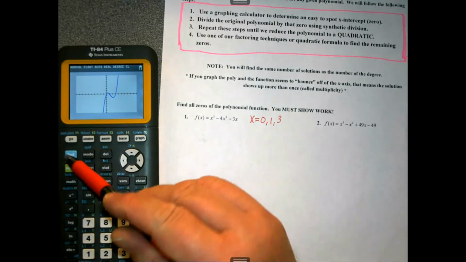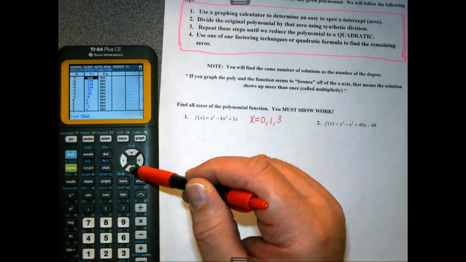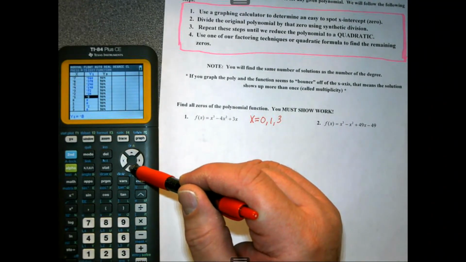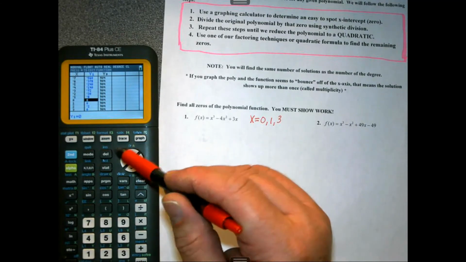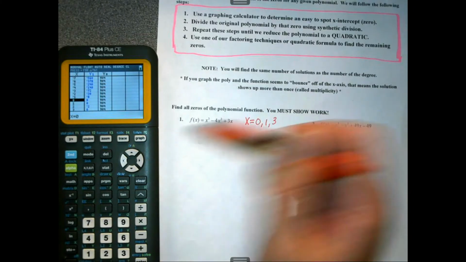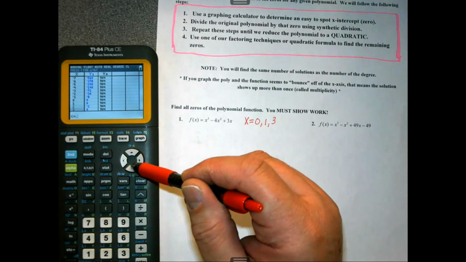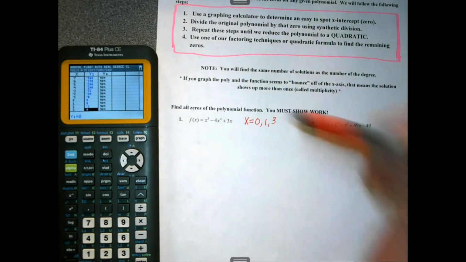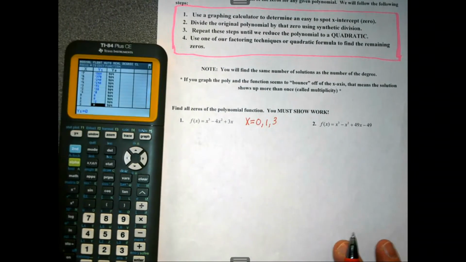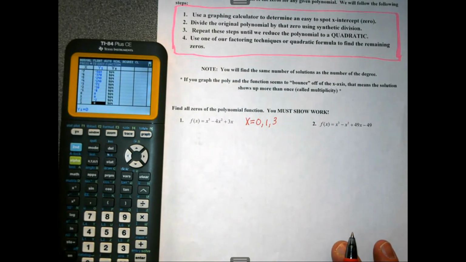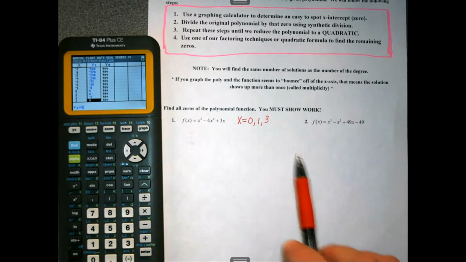So I can go to my table, second graph, look for my y's that are zeros, and the x values are going to be my intercepts, right? So I was right. 0, 1, and 3. So there's my zeros. Technically, I'm done with the problem, right? But we would never make you problems that easy, would we? Ever? We would want to see all your work.